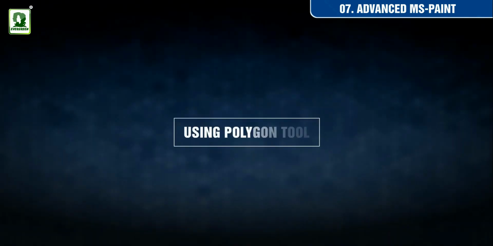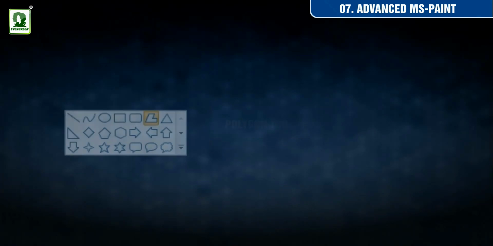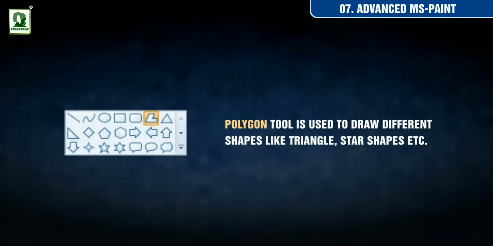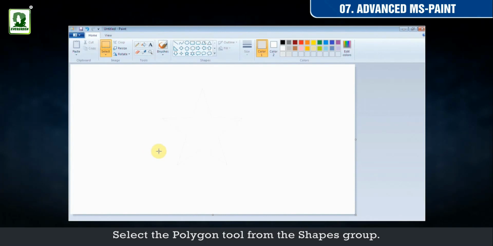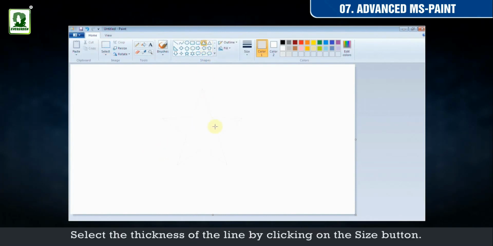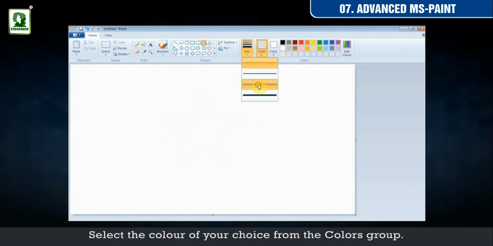Using Polygon tool. Polygon tool is used to draw different shapes like triangle, star shapes, etc. Select the Polygon tool from the Shapes group. Select the thickness of the line by clicking on the Size button. Select the color of your choice from the Colors group.